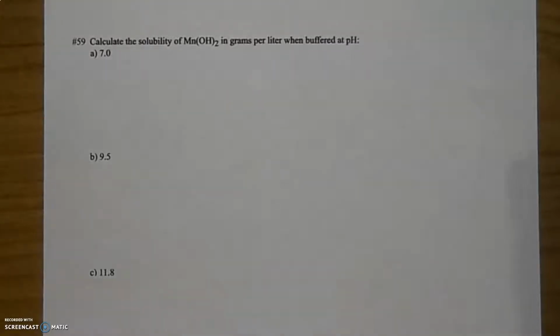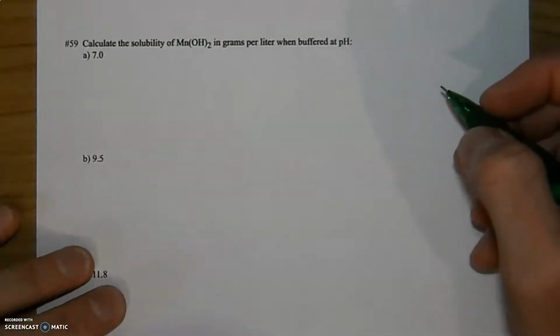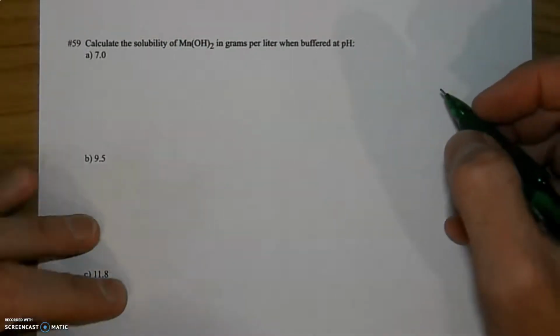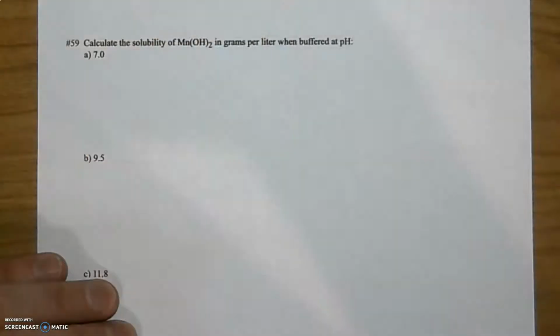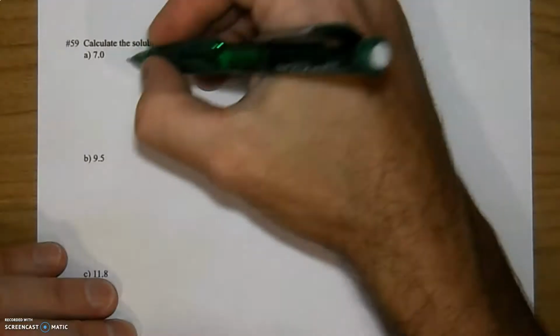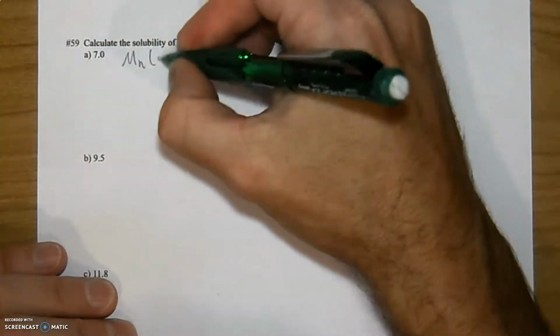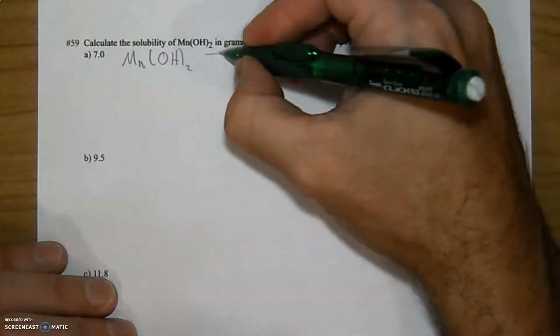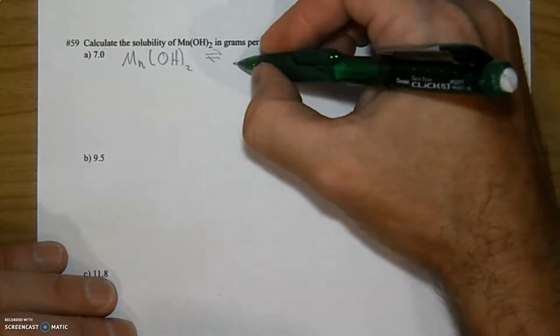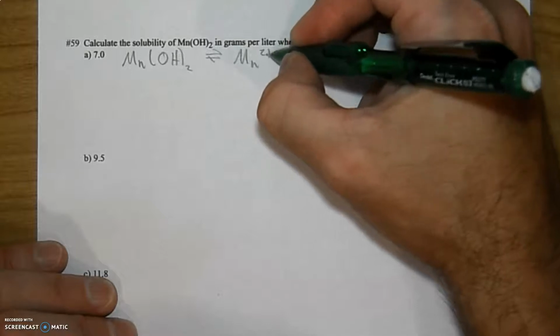We're going to start off looking at number 59, and it's just kind of continuous conversation in regards to solubility, but we're looking at pH as a factor. So it says calculate the solubility of manganese hydroxide in grams per liter when it's buffered to a certain pH. In the first example, it's at 7. Never hurts to set up by looking at the equation and seeing how this breaks apart.